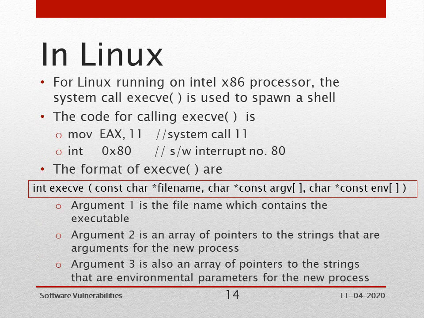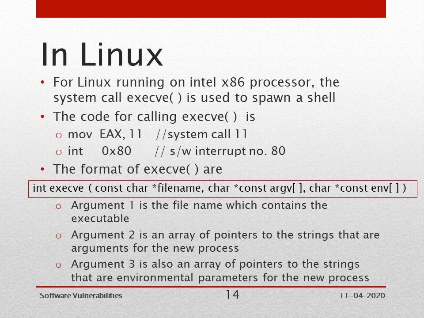Let's see how a system call is invoked in Linux. For Linux running on an Intel 8086 processor, the system call execve is used to spawn a shell, whose number is 11. The code for calling it is shown in hexadecimal notation. The value 11 is copied to register EAX and the software interrupt 80 is invoked. The system call execve has three arguments.